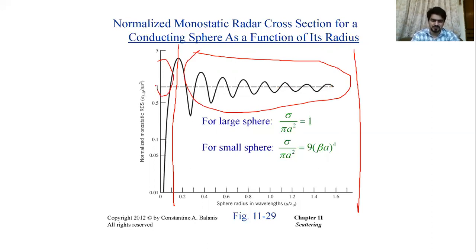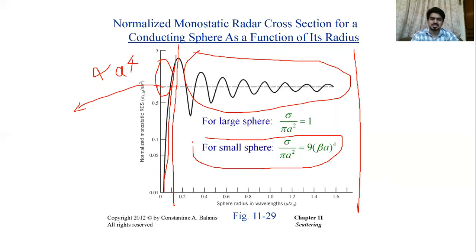In the first region, if you normalize with respect to pi a square, it follows a to the power 4. It changes as a function of a to the power 4, and this is nothing but Rayleigh's relation. Here you can see that relation, right? So this is Rayleigh scattering.